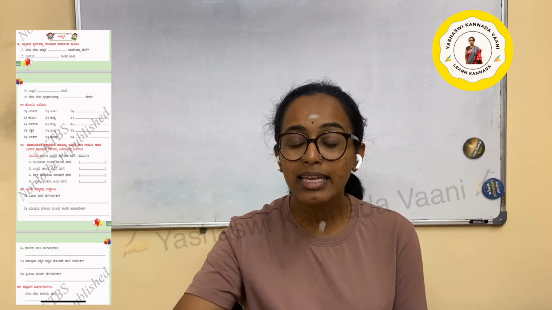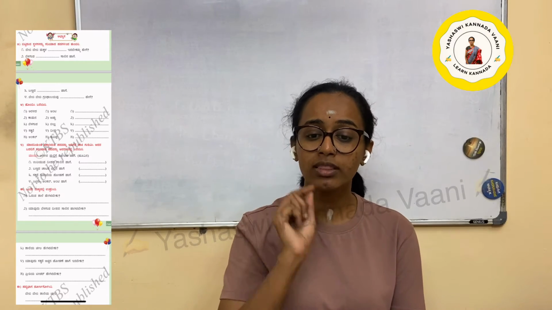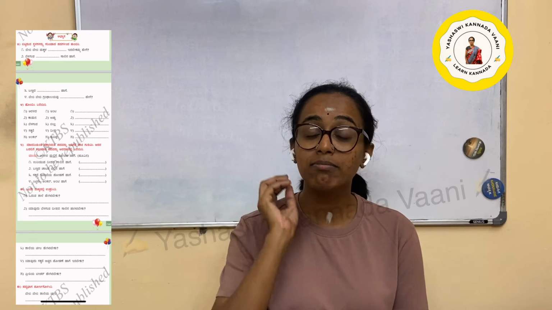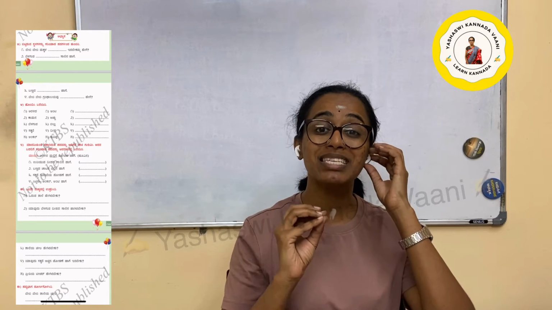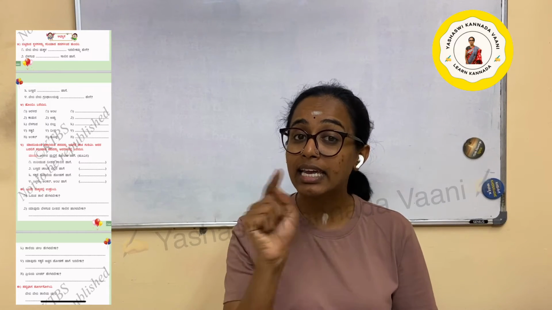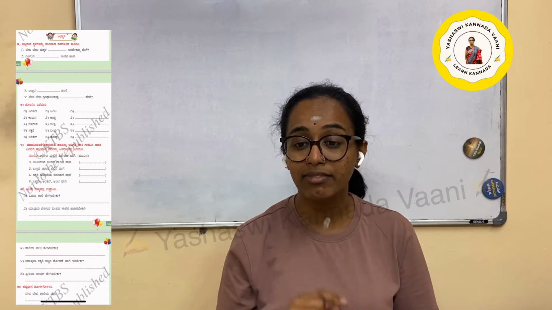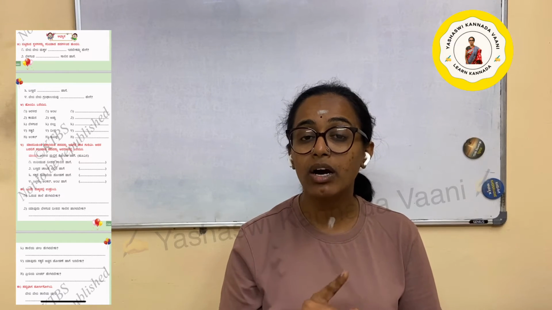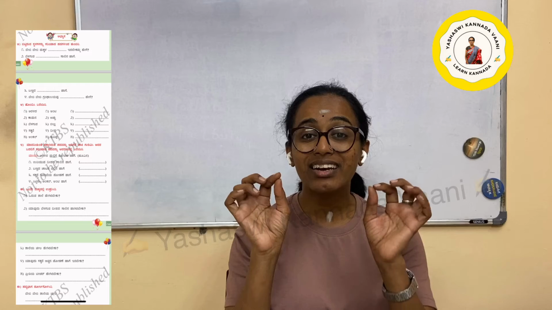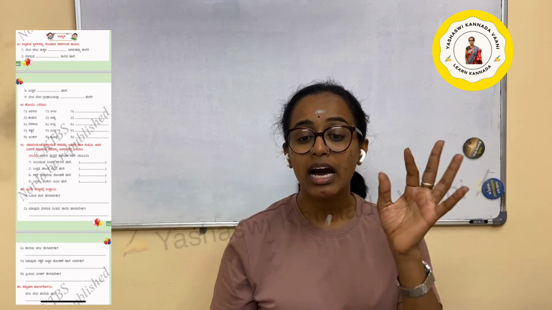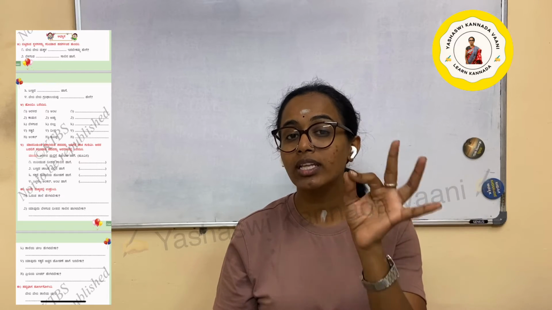Next one. Madariyante as directed. ತಪ್ಪಾಗಿರುವ ಪದವನ್ನು ಅಡಿಗೆರೆ ಹಾಕಿ ಗುರುತಿಸಿ. So there is some mistake. ತಪ್ಪಾಗಿರುವ ಪದ means some mistaken word is there. You have to underline it. ಅಡಿಗೆರೆ means underline it and identify. ಅದರ ಬದಲಿಗೆ, instead of that, ಸರಿಯಾದ ಪದ ಬರೆಯಿರಿ. So you have to write the right word in that bracket. So in the example, they have given ಅರಳಿದ ಮಲ್ಲಿಗೆ ತೋಟದ ಹಾಗೆ.